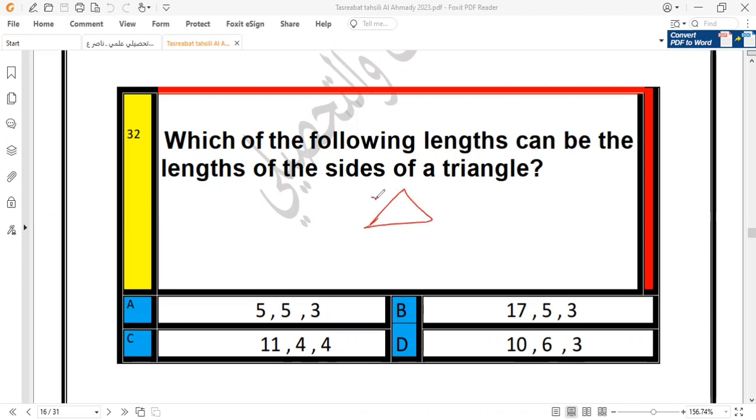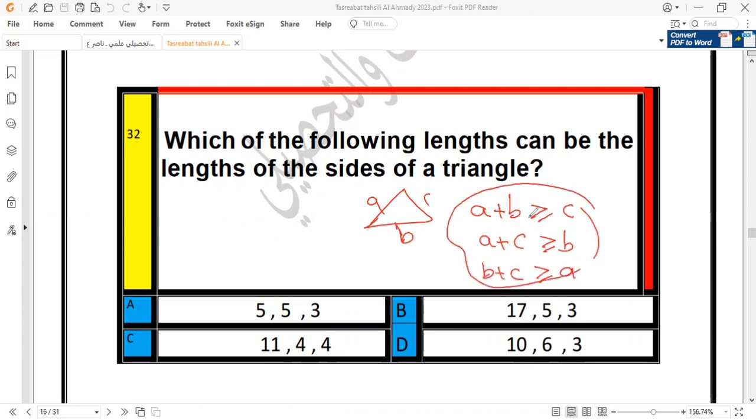Okay, if I have triangle ABC, A plus B must be greater than or equal to C, or A plus C greater than or equal to B, or B plus C must be greater than or equal to A. This is the inequality in a triangle. So here 5 plus 5 is greater than 3, 3 plus 5 is greater than 5. Okay, this can be the length of the sides of a triangle.